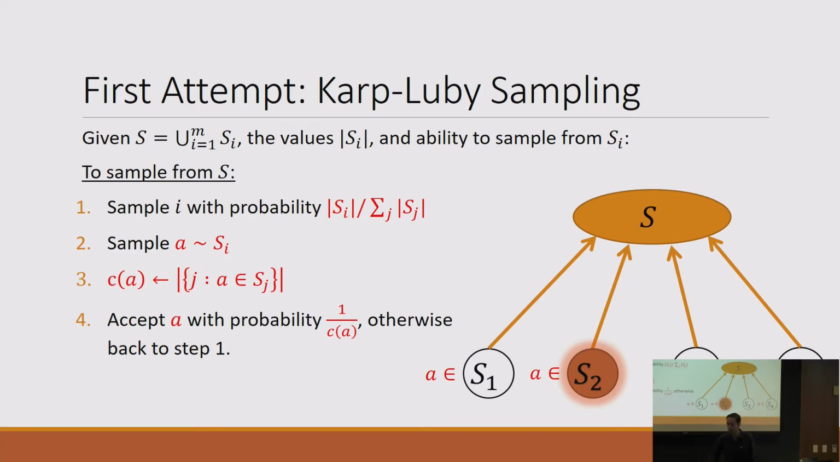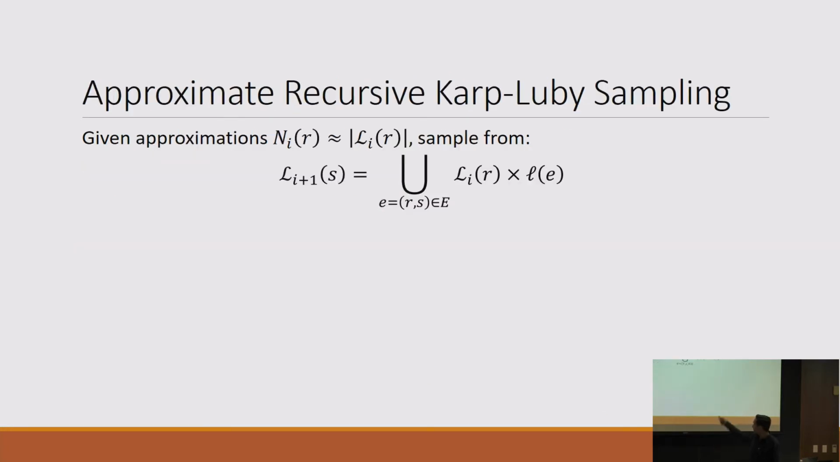This will give me a truly uniform sample from this set. Good. So I sort of described this here in a general set, but how does this relate to our algorithm? Well, you can actually apply this in a fairly straightforward way to the problem. Remember we have this union here of non-disjoint sets. So what can I do?